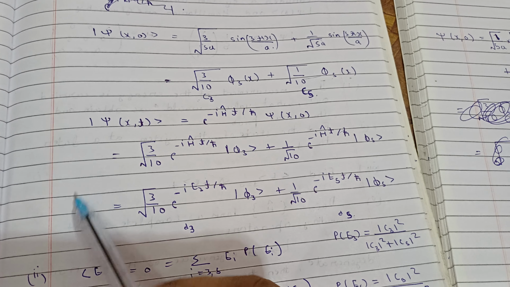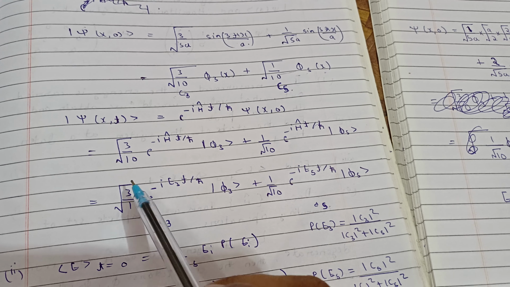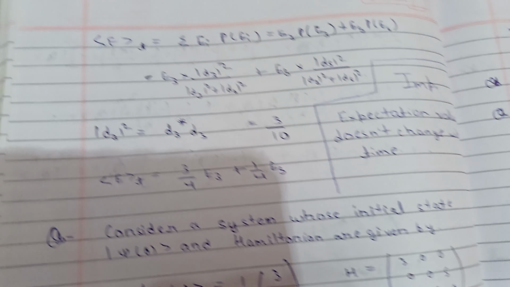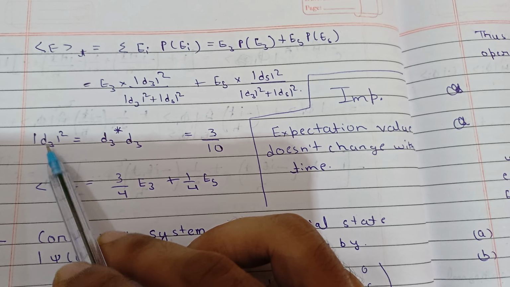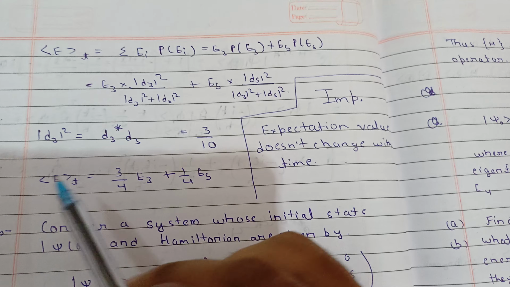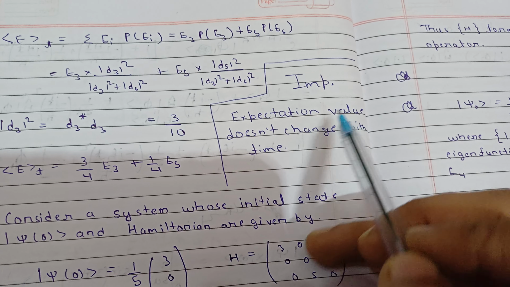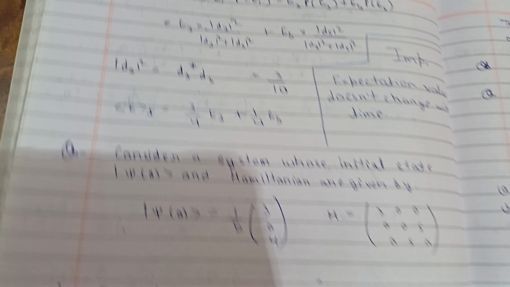So multiplying these will give you 0 in the exponent, and e to the power 0 is 1. So it will be 3 by root 10 times 3 by root 10, which gives 3 by 10 only, and you will get the same result. At time t, the expectation value is the sum of E_i P_i, with d3 squared by d3 squared plus d5 squared, and again mod d3 squared gives you 3 by 10, and the same for d5. Again you will get the same expectation value at time t. So you must remember this result: the expectation value doesn't change with time. It is the same as for t equal to 0. This is a very important result.